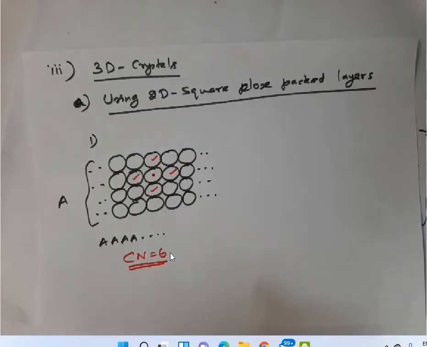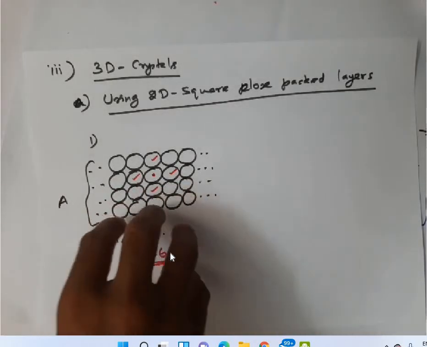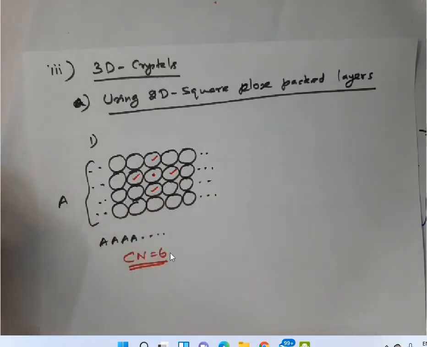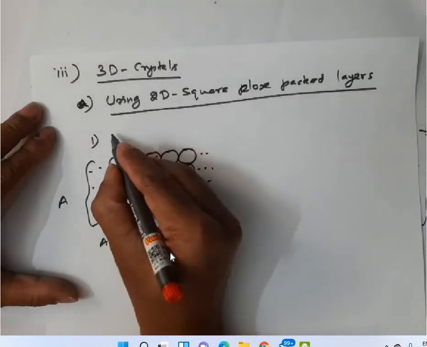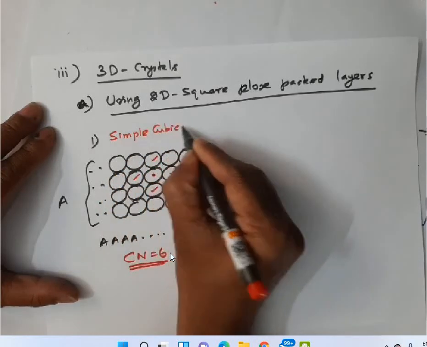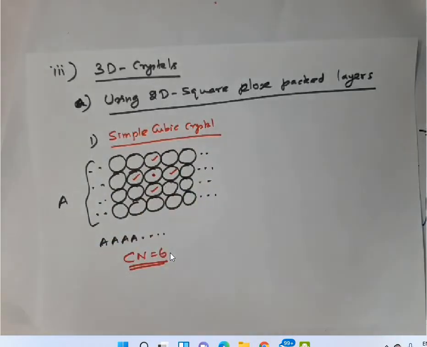Now listen, if you get a three-dimensional crystal like this, the arrangement is AA type arrangement, and the crystal we get is the simple cubic crystal. Simple cubic crystal. Why is it called simple cubic crystal?